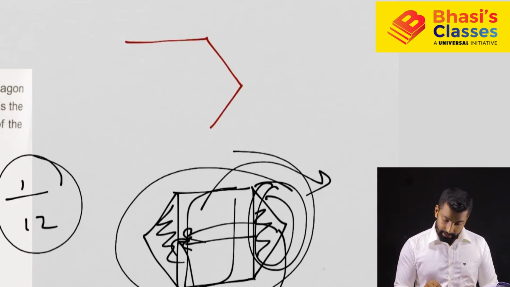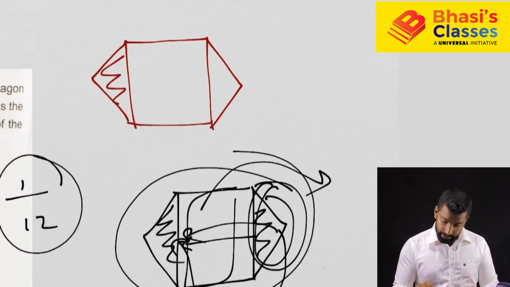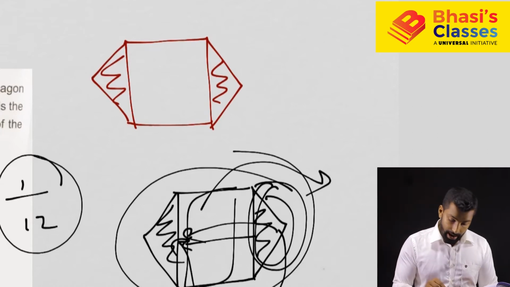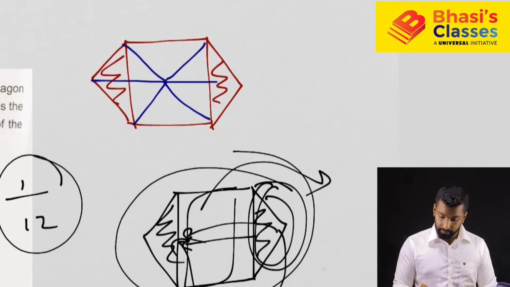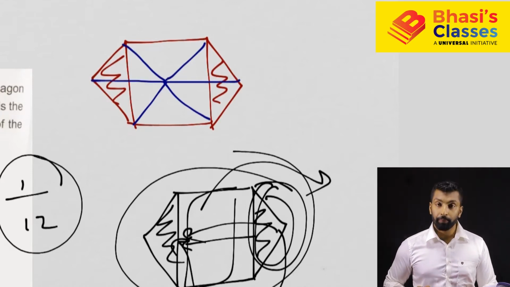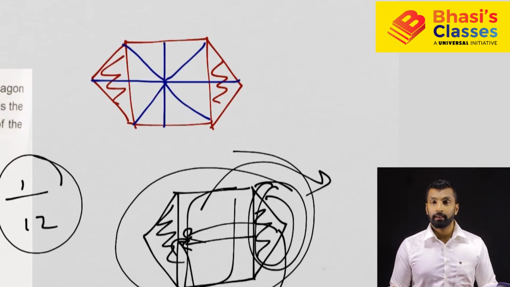This is the hexagon which is given, right? So this is shaded and this is shaded. And we know this is actually 6 equilateral triangles, right? So I have 6 equilateral triangles now. Now you can drop this line.